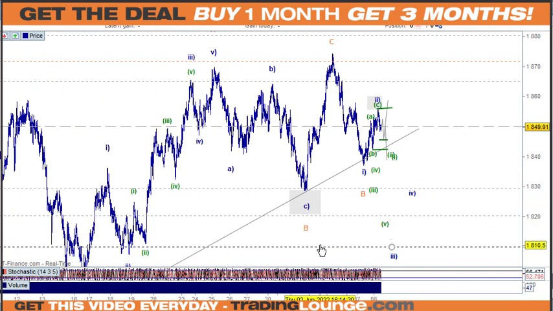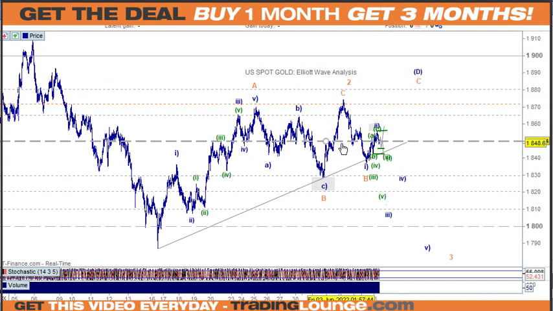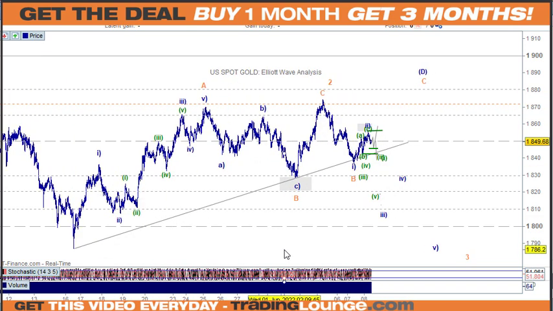So yeah, originally I was looking for a bigger C wave up here, but really it's probably about 61.8% of the length of wave A anyway, in terms of relations thereabout. So it's kind of okay.